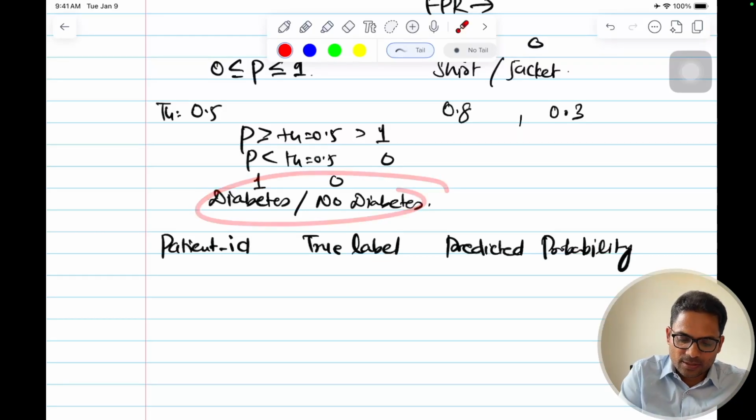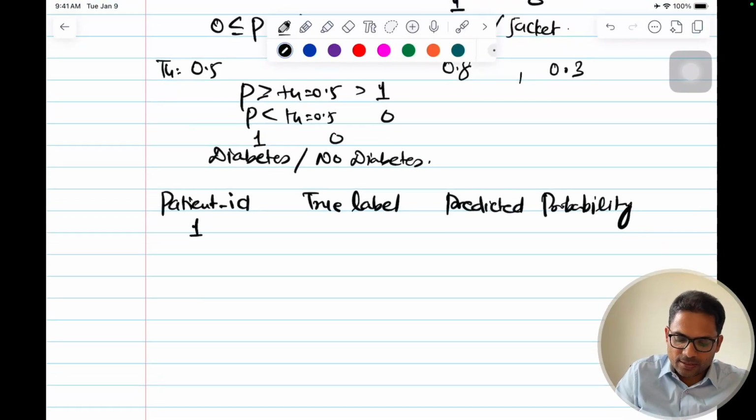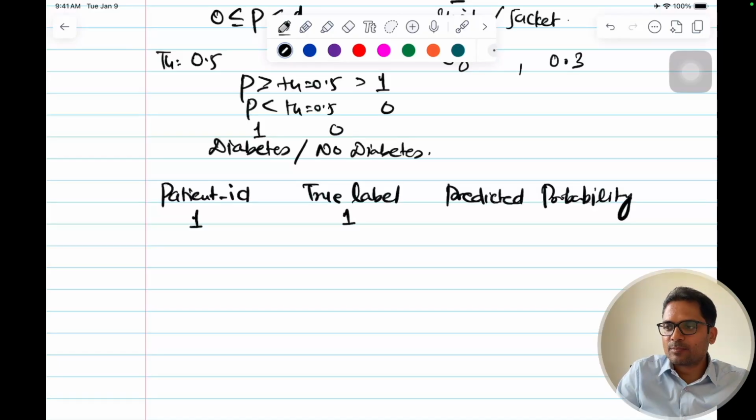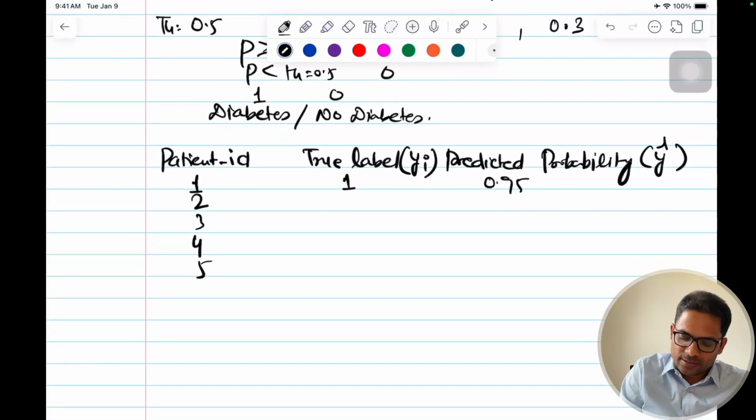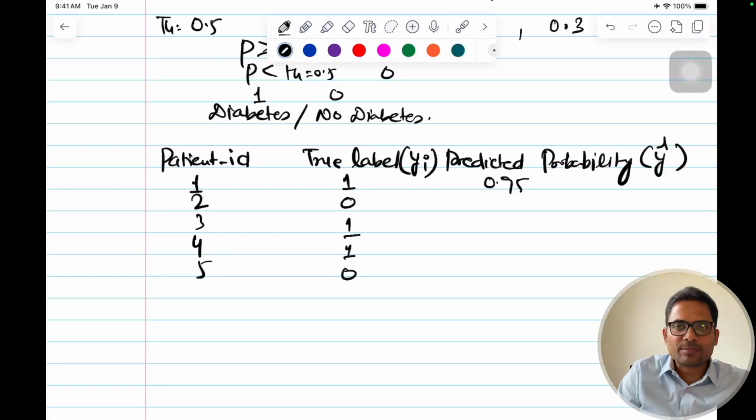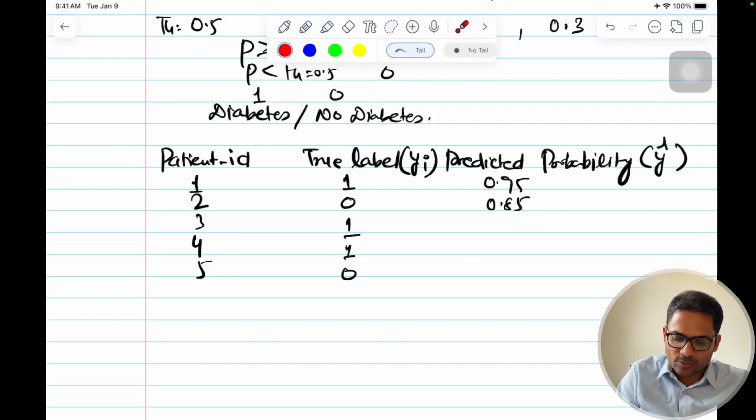This is what my test is for. Say for example, patient ID 1, the true label is 1, and the predicted probability for diabetes is 0.95. This is generally called y hat, the predicted label, and yi is the true label, and x is the input. So I have, say, 5 patients. The true labels are 1, 0, 0, 1, 1, 0. So 1 means has diabetes, 0 is no diabetes, and the predicted probability with which this came is 0.85. This is actual.